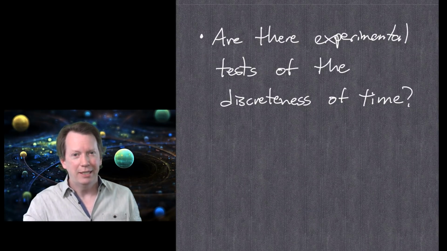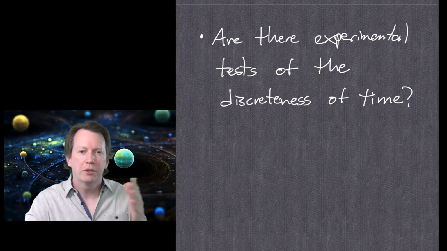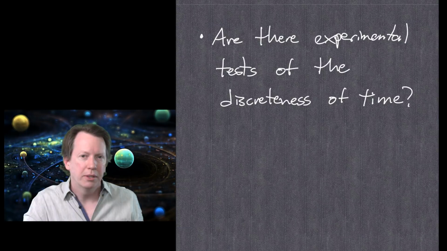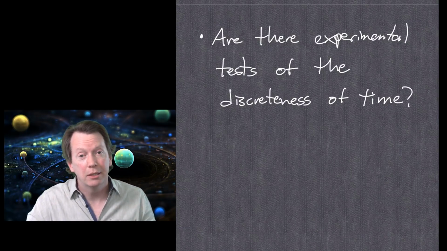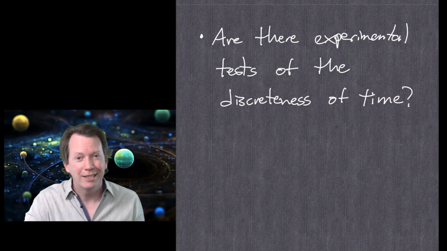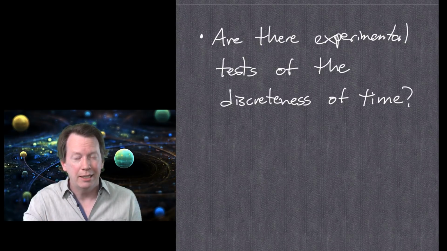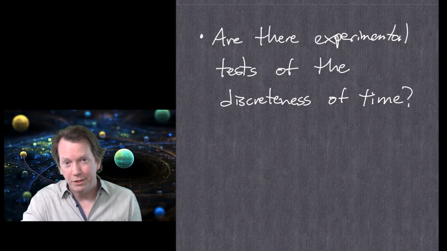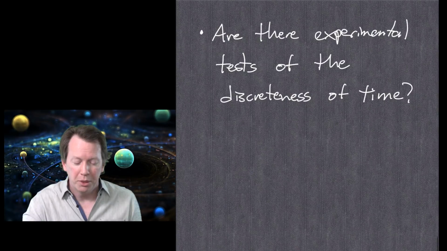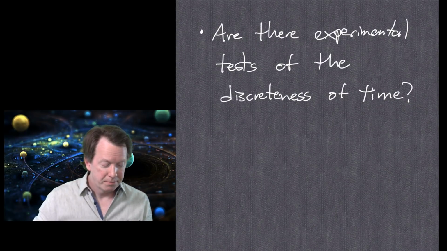So naively, if time is discrete, there should be some violations of Lorentz invariance somewhere. And these are things that are being tested, so we're looking for them. There's no evidence of it yet, but we absolutely would love to see either evidence for it or evidence that really put very strong constraints on it.